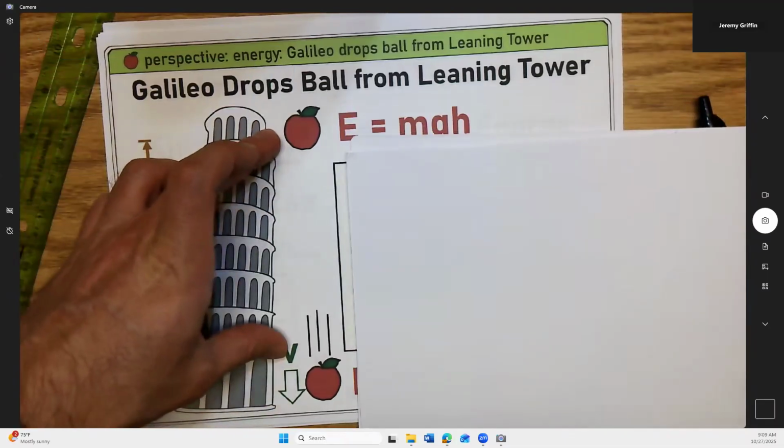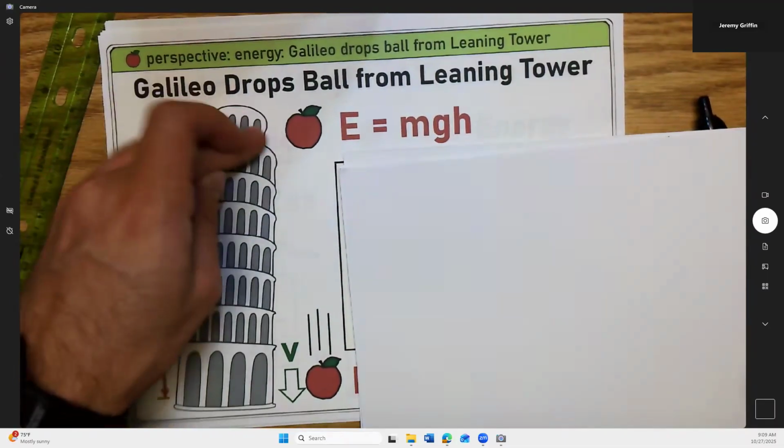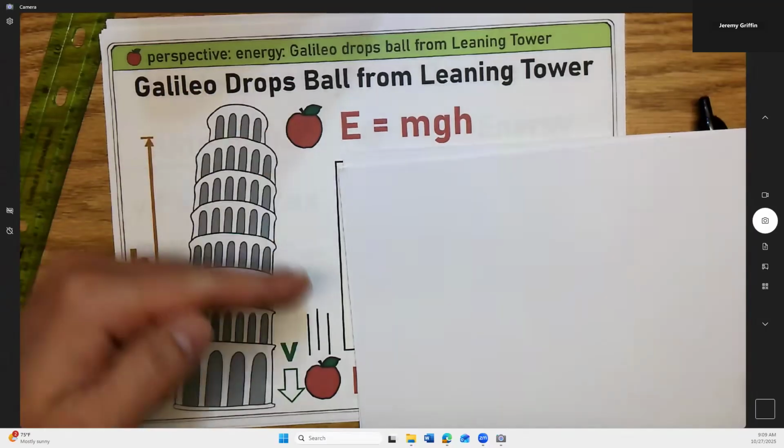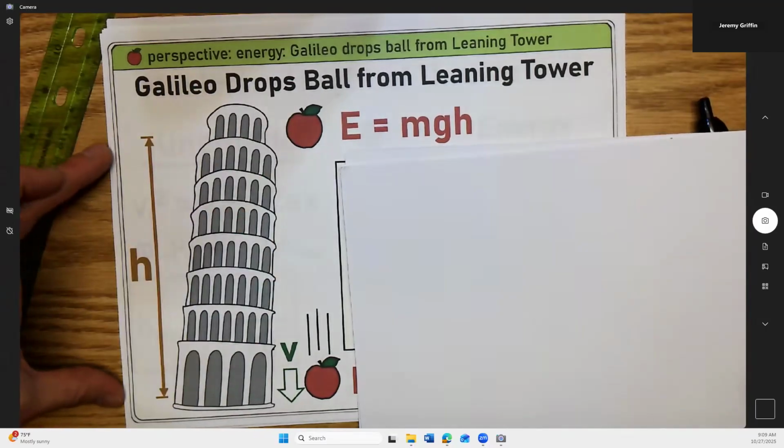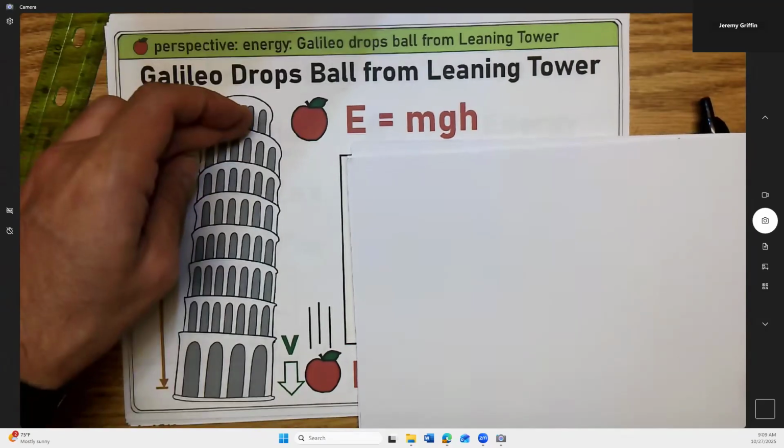MGH. Right. So here you write MGH. M is the mass of the ball, g is the gravity field it's in, and h is the height. Well, that's the height of the tower. Isn't that it? Okay. Now it's going to fall.